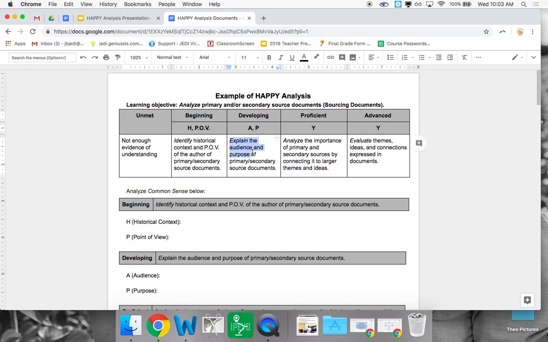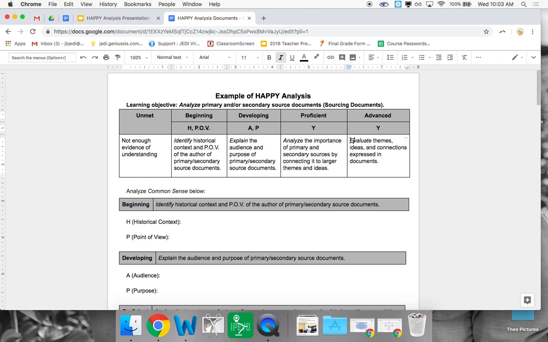Developing would be we can explain the audience and the purpose in addition to the historical context and the point of view. To be proficient, in addition to both beginning and developing skills, can you also analyze the importance of primary documents and connecting it to larger ideas and themes?